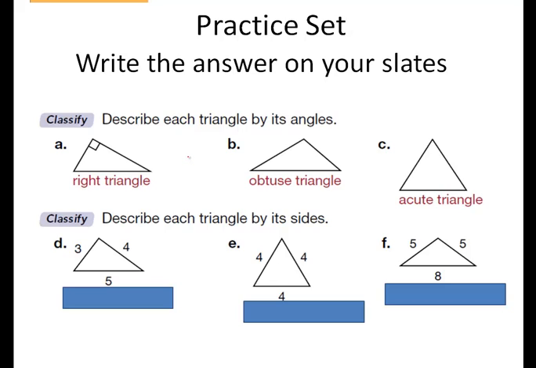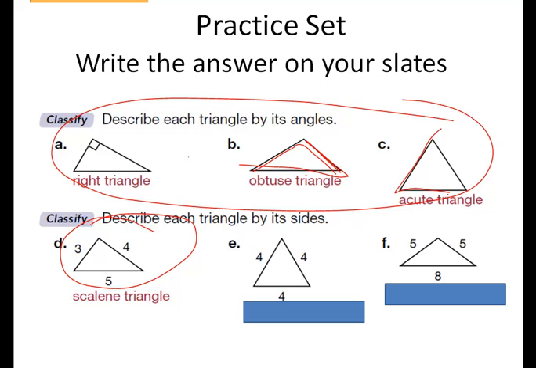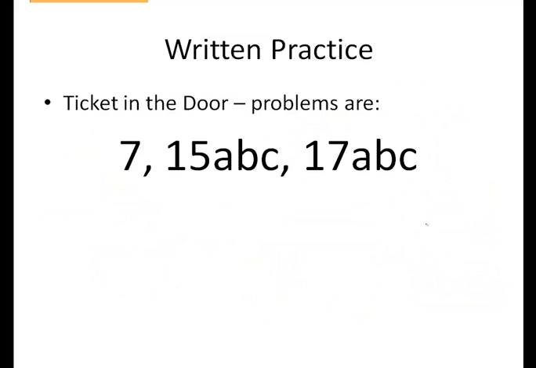Now describe each triangle by its sides. Okay, so these ones we did by the angle, right? Right angle, obtuse angle, and acute angle. So this one here we're going to do by its sides. So if all the sides are different, what is it called? It's called a scalene. If all the sides are the same, what's it called? Equilateral. And if two are the same, it's called an isosceles triangle.